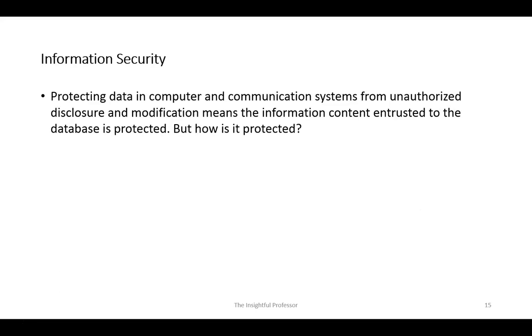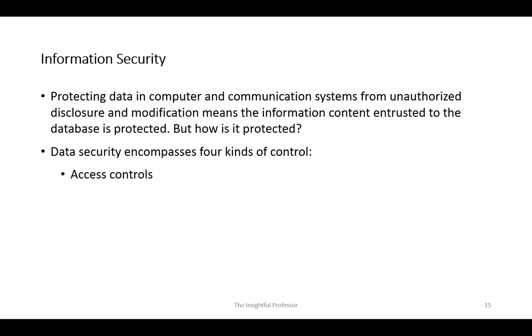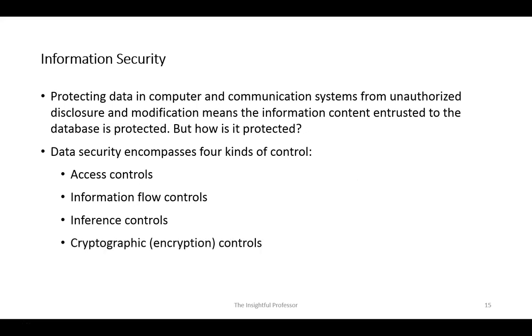Achieving the protection of data in computer and communication systems from unauthorized disclosure and modification means the information content entrusted to the database is protected in some way. But how is it protected? Data security can be thought of as encompassing 4 kinds of control: access controls, information flow controls, inference controls, and finally, cryptographic or encryption controls.